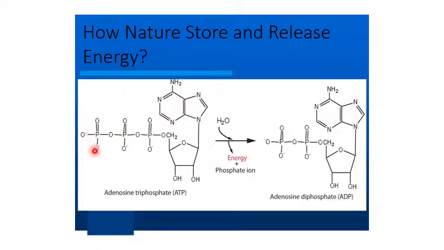You can see that this is a triphosphate. There are three phosphates connected by oxygen atoms through phosphoester bonds. If you hydrolyze it with water, it will produce energy and a phosphate ion, and you will see that it produces adenosine diphosphate, ADP. From adenosine triphosphate, with three phosphate units, it produces two phosphate units and one phosphate ion, and gives up the energy. So nature stores energy in this kind of molecule. When it requires energy, it breaks one of the bonds and produces energy sufficient to do some other biological work.